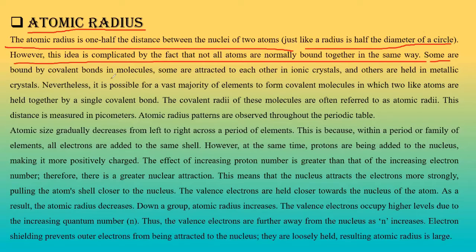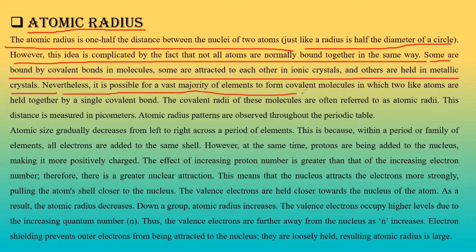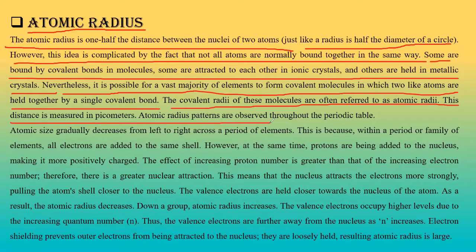Some are bound by covalent bonds, some are attracted, as in ionic crystals, and others are in metallic crystals. So different types of elements are there, different types of compounds are there, so different types of bonds are also there, and different techniques are also there to calculate the atomic radius. Nevertheless, it is possible for a vast majority of elements to form covalent molecules in which two like atoms are held together by a single covalent bond. The covalent radii of these molecules are often referred to as atomic radii. This distance is measured in picometers. Atomic radius patterns are observed through the periodic table. Okay.